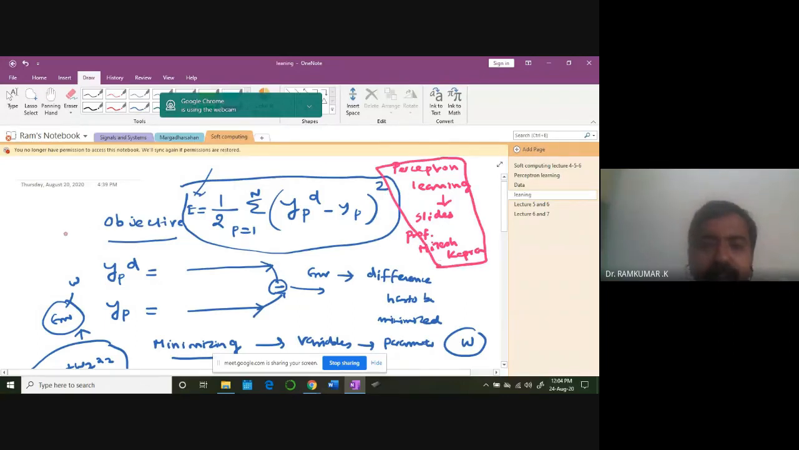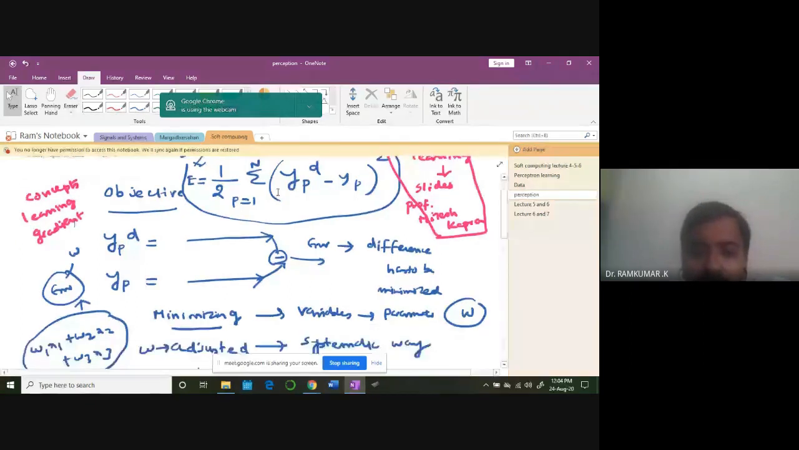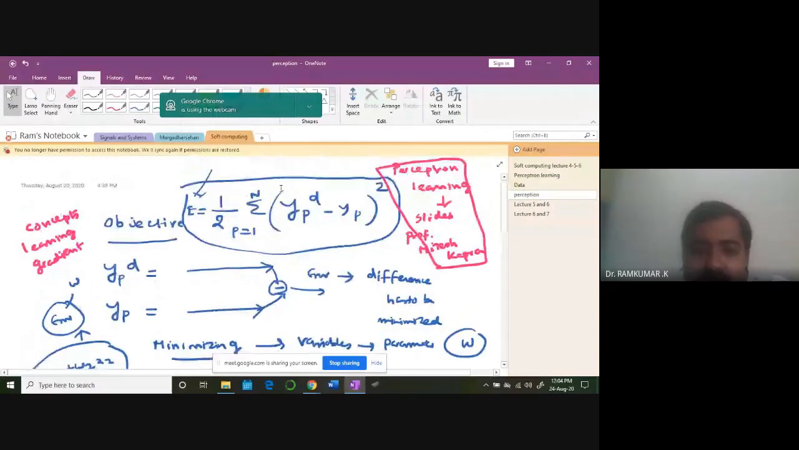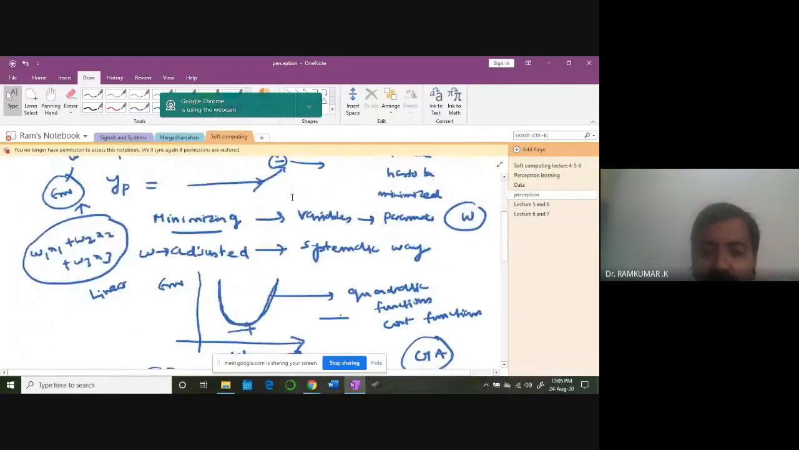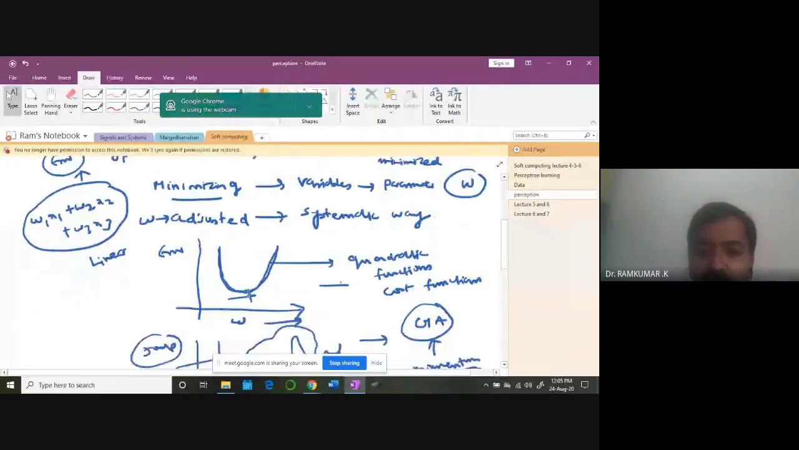So we try to understand the concept behind the learning algorithms. The first one is gradient descent, which is what we learned. Followed by gradient descent, how it works: we fix a cost function like this, E is equal to 1 by 2 (yd minus y) whole square. And then you find out the error, and then you check whether for the given set of weights, the error is coming down. Okay, so the error has to be minimized.